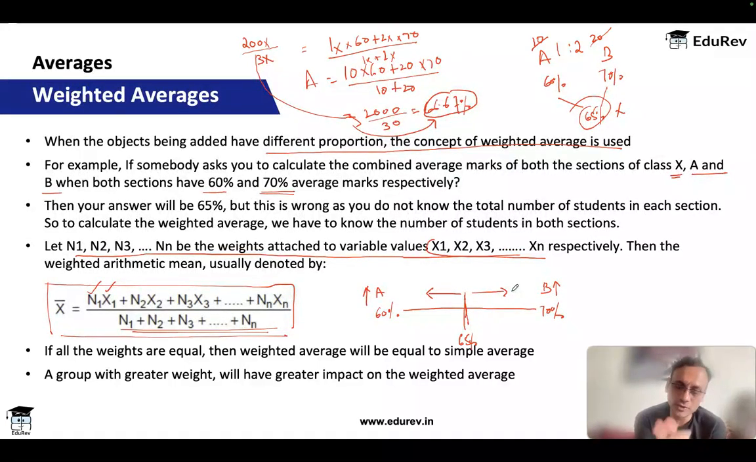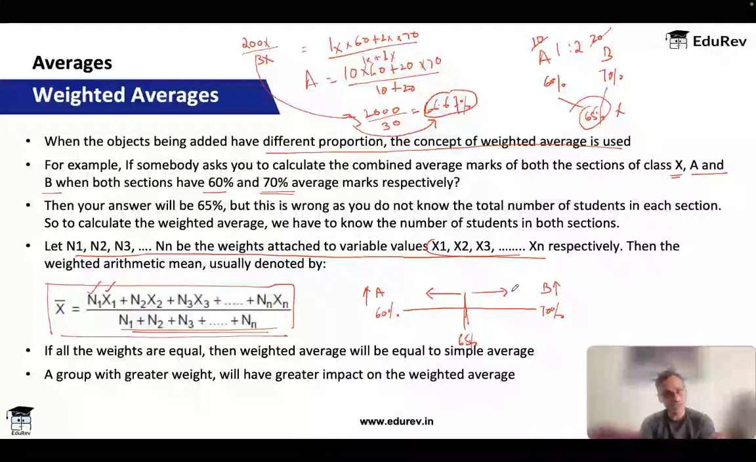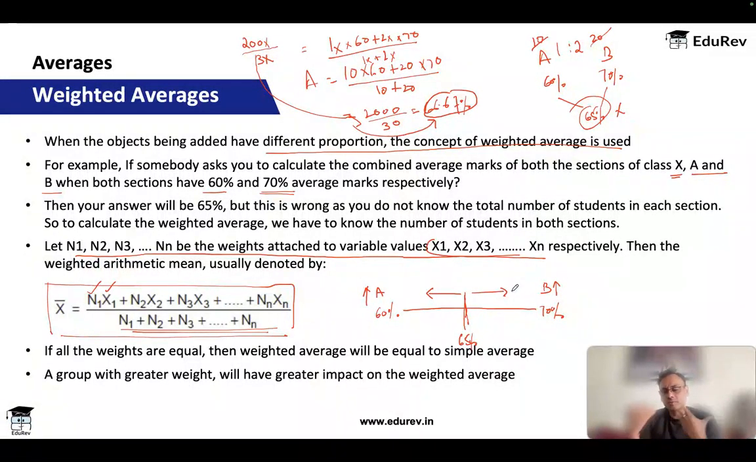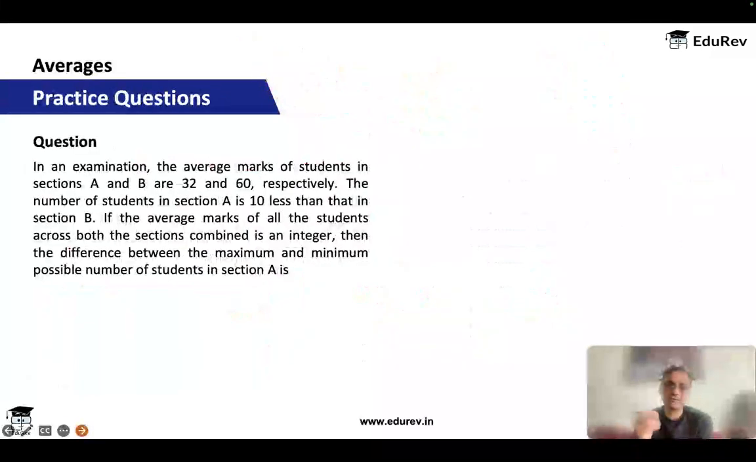And this concept we are going to use in mixtures and alligations also, that whichever weight is more or whichever group is more powerful, they are the ones who are going to pull the average towards themselves, and the average will be between that value and the middle value. Okay, simple concept. Great.